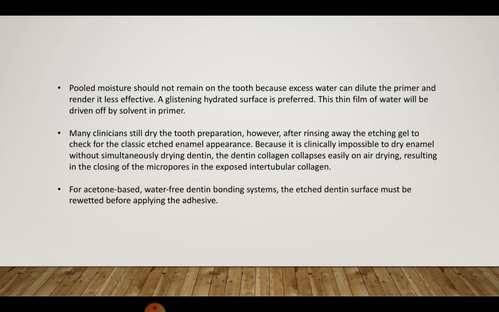Because it is clinically impossible to dry enamel without simultaneously also drying the dentine, the dentine collagen collapses easily on air drying, resulting in the closing of the micropores in the exposed intertubular collagen. So, one should avoid air drying the dentine. Dentine should not be dried with direct pressure, it should be dried with indirect pressure, so that a thin film of water remains on the dentine.